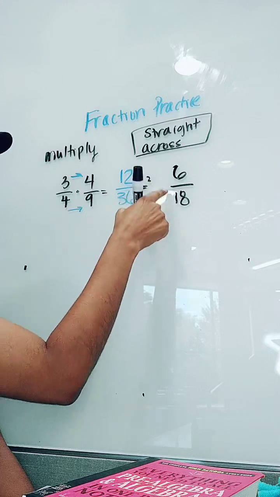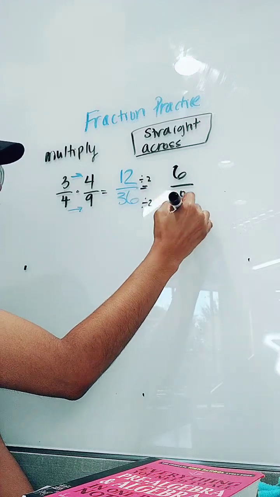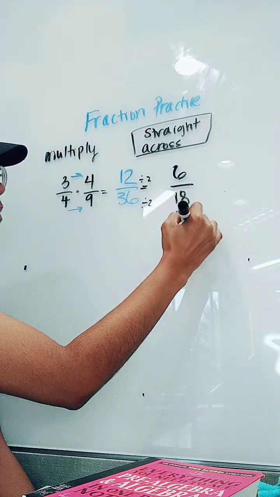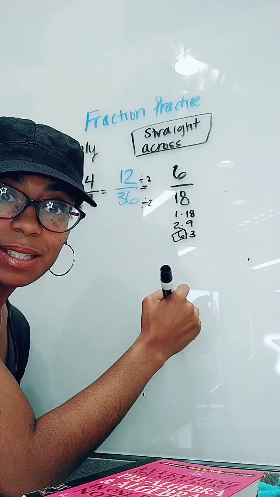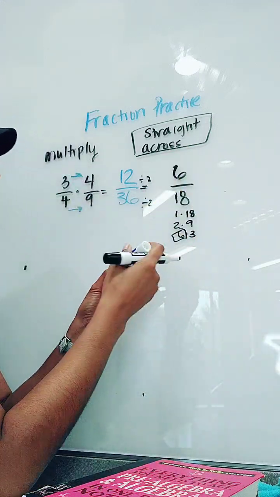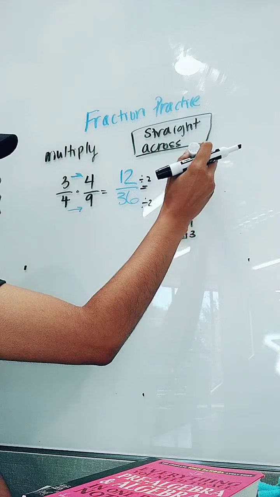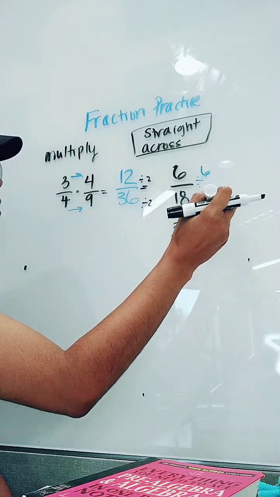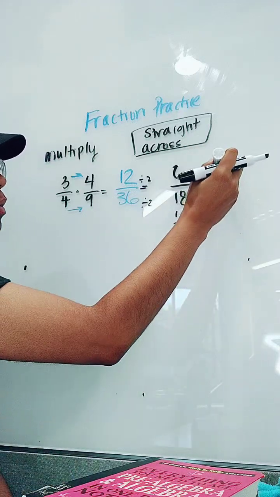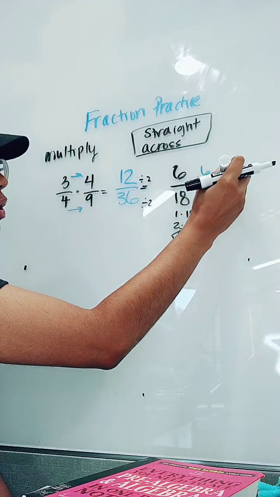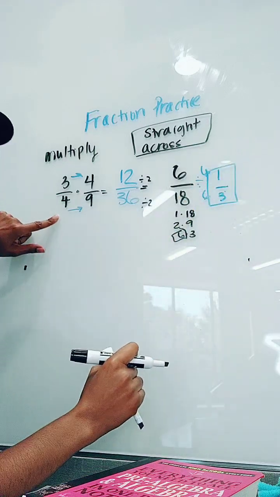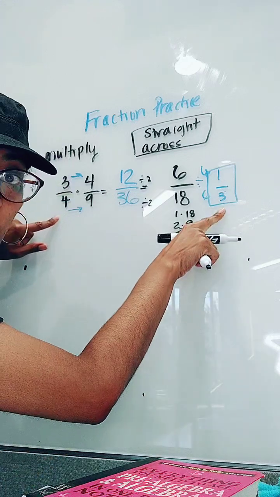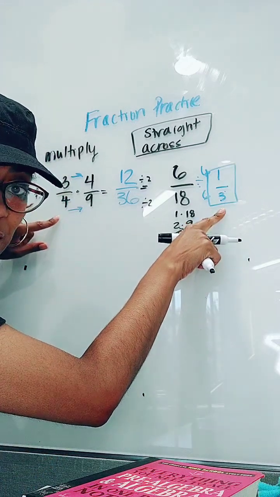Now, I can go a little bit bigger. I know if I do 1 times 18, 2 times 9, and 6 times 3, they both share a common factor of 6. So I'm going to divide by 6. I'm going to take the top one, divide by 6, the bottom one, divide by 6, and then that's going to leave me with 1/3. So my final answer from multiplying 3/4 times 4/9 would end up being 1/3, okay? So that's how you would multiply fractions.